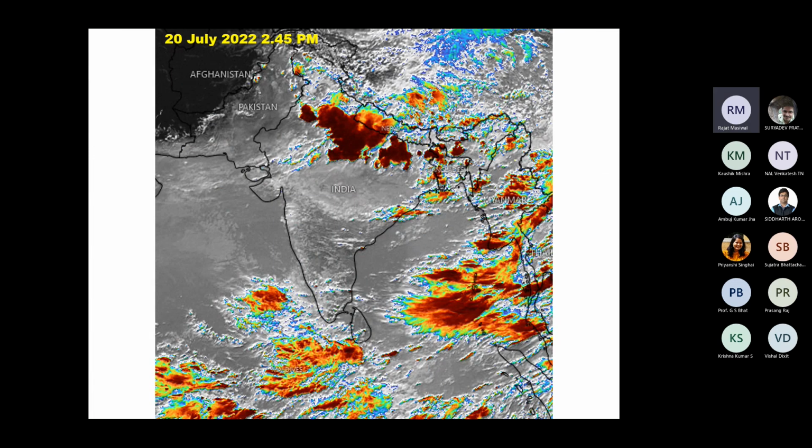Now we see what happened at 2:45 p.m. today. From windy you see a huge blob sitting over Uttar Pradesh and Bihar. And we hope it brings enough rain because that area has been having no rain at all for the past 1.5 months. So this is good news for the heart of the Indo-Gangetic plain.